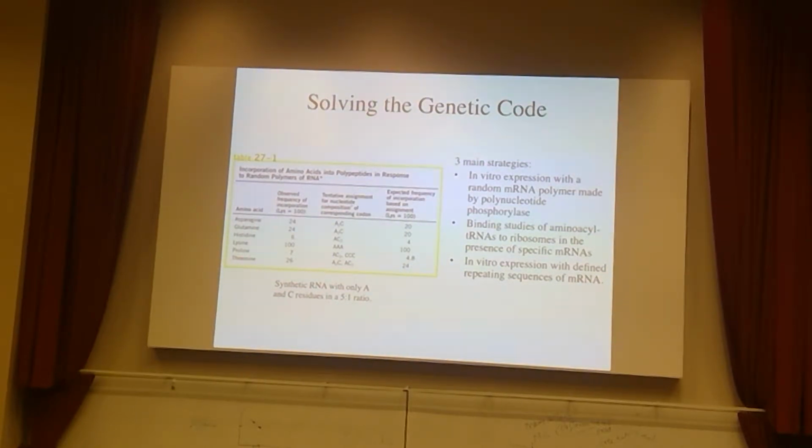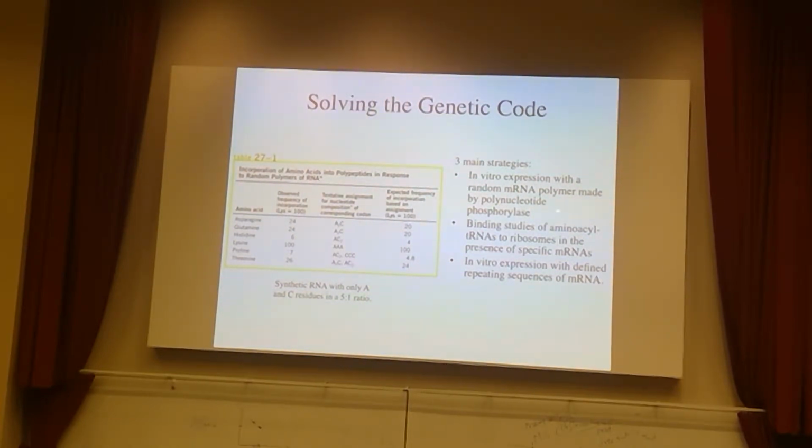All right, so I'm going to describe to you now 3 different types of experiments that were used back in the early days when they knew that mRNA provided the message, they knew that the protein was the product of the message, and it became an issue just trying to figure out how to fill in the genetic code.